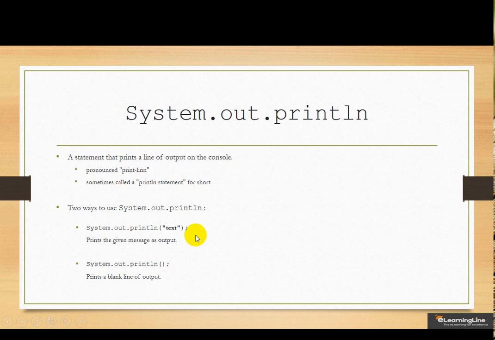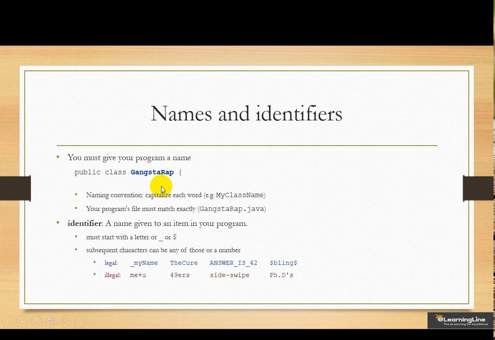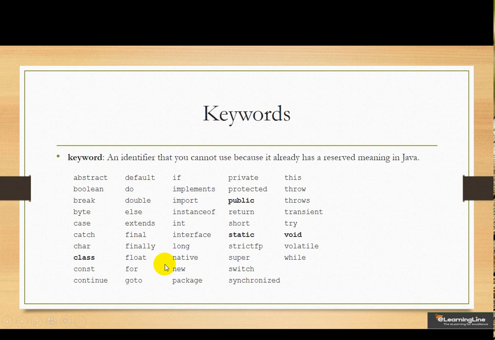Let's go to the next topic. There is one more thing that I would like to show you, that is the tab character as well as a new line character. But before that, let's go over here. You must give a proper name for your Java class. Make sure you capitalize each word, like my class name. Your program file must match this Java class. So now let's see this as well.